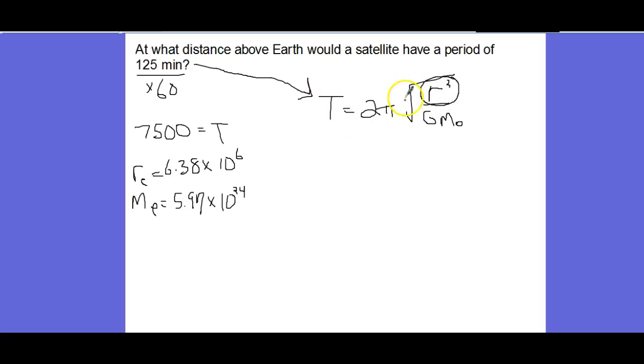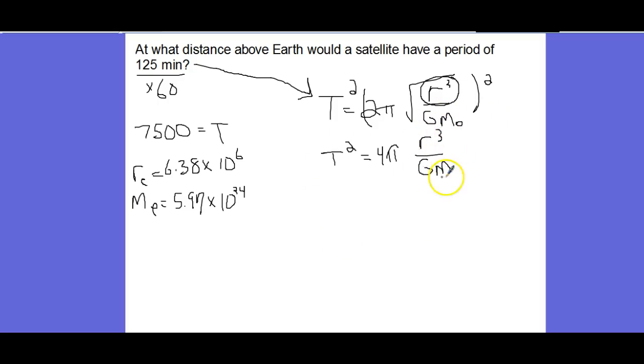So the first thing we have to do is get rid of this square root. So we square both sides. That gives us T squared. We square this, 2 times 2 is 4, and then pi squared. Then everything underneath, the square root is gone. So then we have r cubed over G, mass of the Earth.